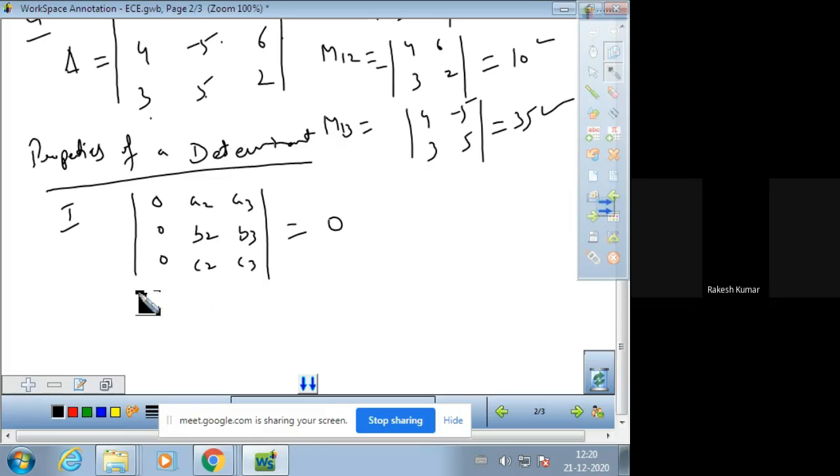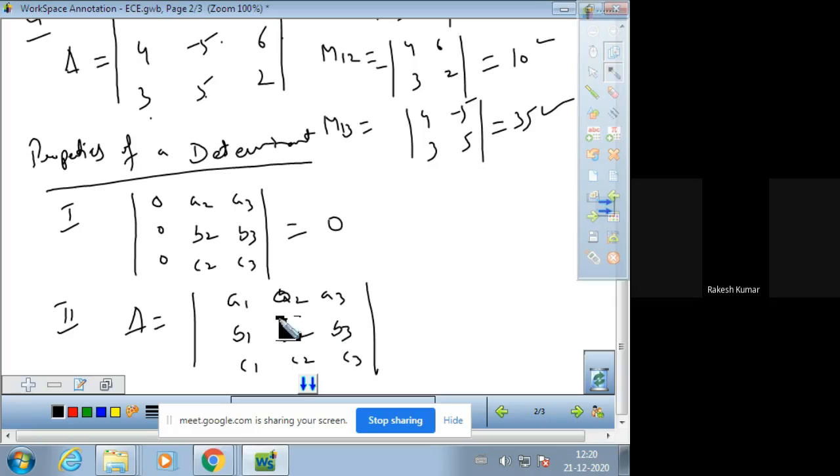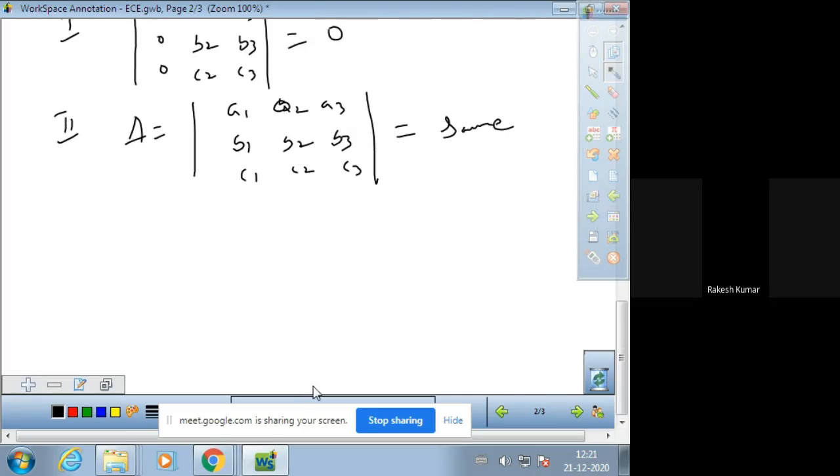And your second property is, value of a determinant is not changed by changing the rows into columns and columns into rows. What I want to say, if we have a delta A1, A2, A3, B1, B2, B3, C1, C2, C3, if we convert rows into columns and columns into rows, then the value of the determinant will always be the same. On expanding, the value will never change. This is the second important property.